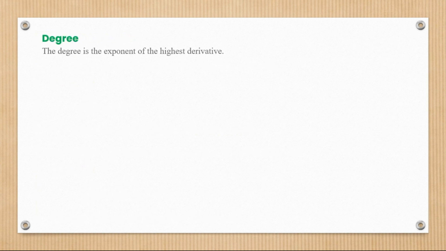Alright, let's look at degree. The degree is the exponent of the highest derivative. Take note of that. It is the exponent of the highest derivative. What that means is you should first know the order before you know the degree, and then you just look for the power of that highest derivative. Let's look at some questions.